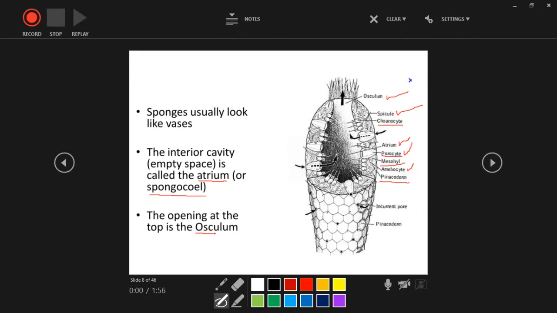All right, so you need to know these words. Osculum is where the water comes out. The water comes in through the porocytes. So that's the incurrent pore.